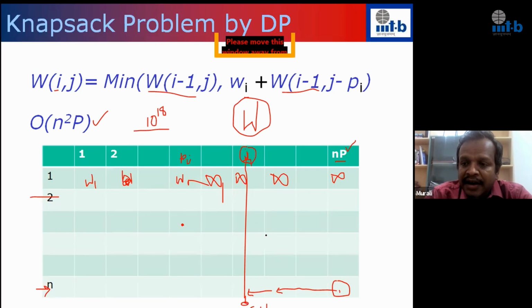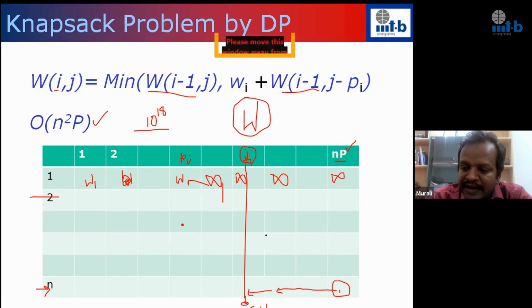Rounding is done on the profits, not on the weights. Okay, weights will remain the same. The size of the table that I'm building here is independent of the weights and the size of the knapsack. It only depends on the profits. So I'm going to round off these profits, and for the new version where the profits are all small, I apply this dynamic programming solution and get the solution.